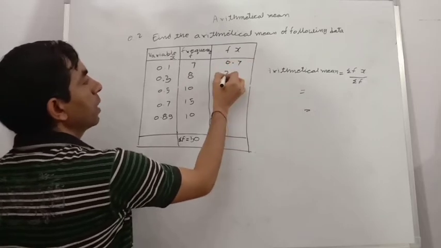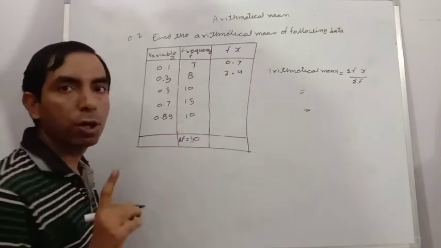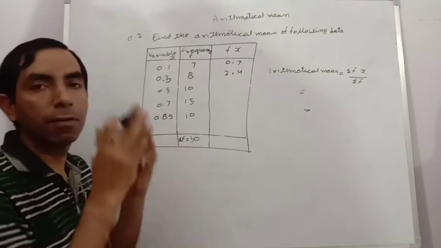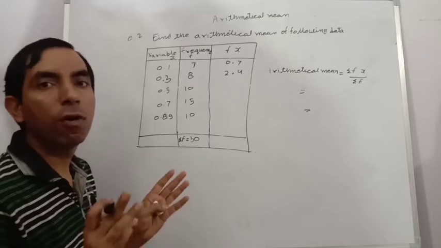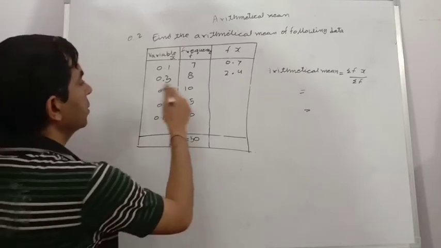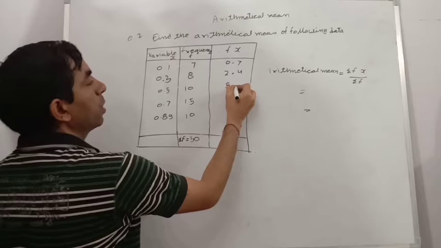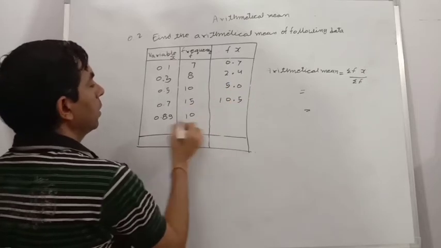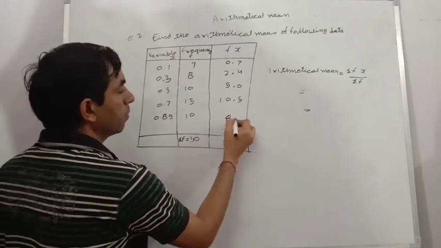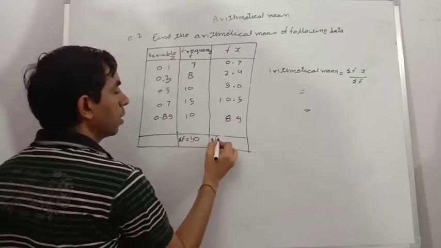8 times 3 is 24, and 2.4. Always write the digits in one line, it is easy for calculation. Next, 5 times 10 is 50, so 5.0. 15 times 7 is 105, so 10.5. And 10.8, 9. Now we find the summation of fx.